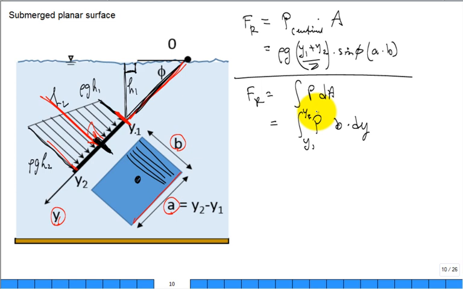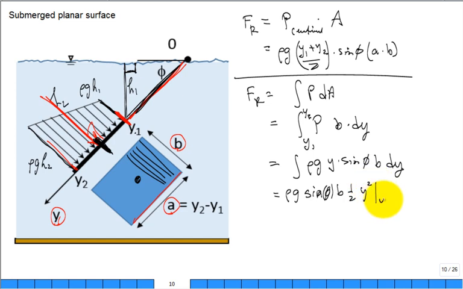It's going to be a good precursor to reestablishing the equation for the center of pressure when we do moment consideration. We just did it for the simpler triangular. Here is a submerged trapezoidal type of problem, a submerged surface. So let's do this. What is P? P is going to be rho g y sine of phi. Yes or no? Good. B times dy, integrate from y1 to y2. So the rho, the g, the sine of phi, and the b come outside. We have the integral of y dy, so one half y squared evaluated from y1 to y2.